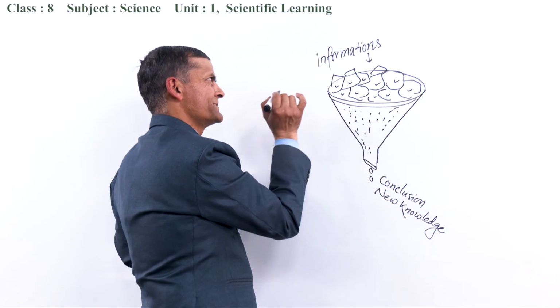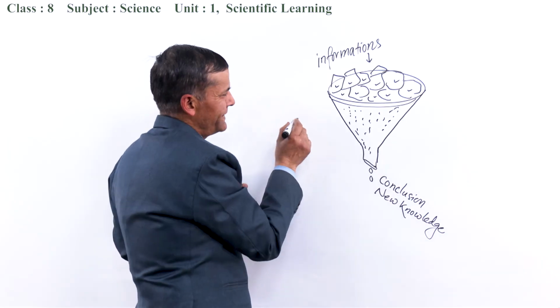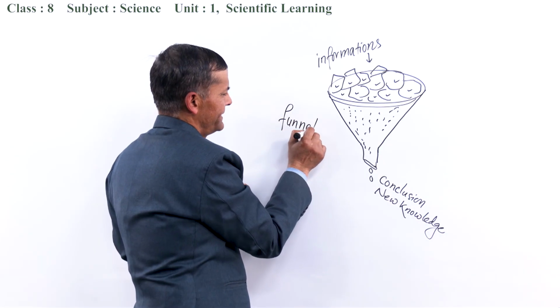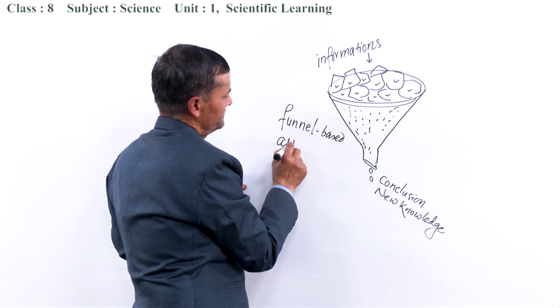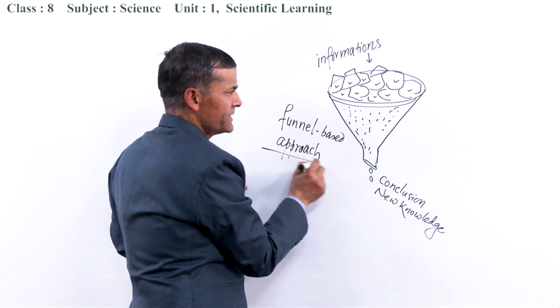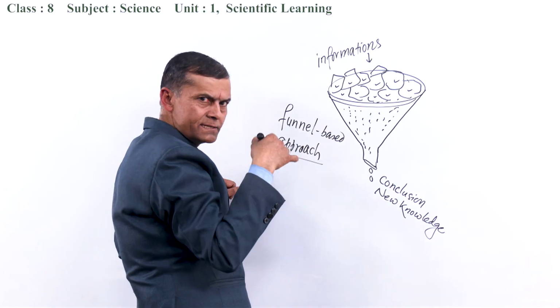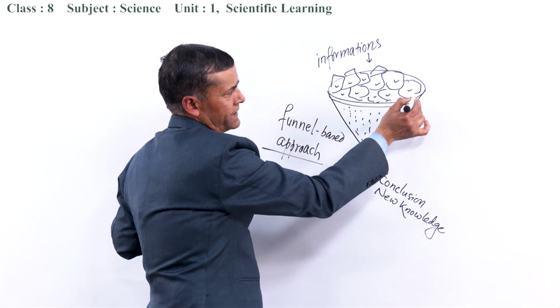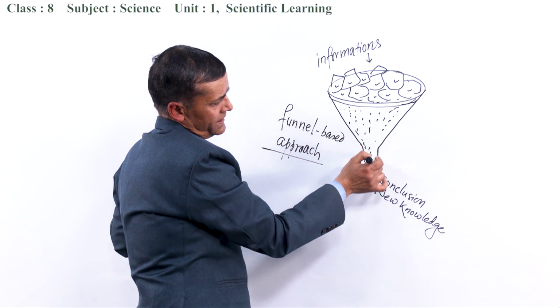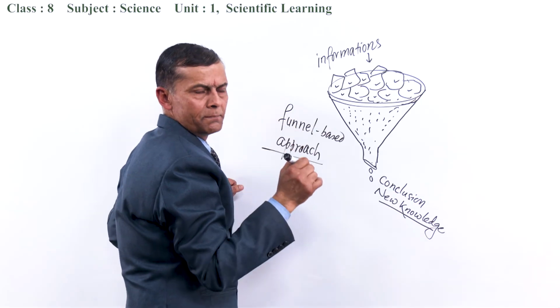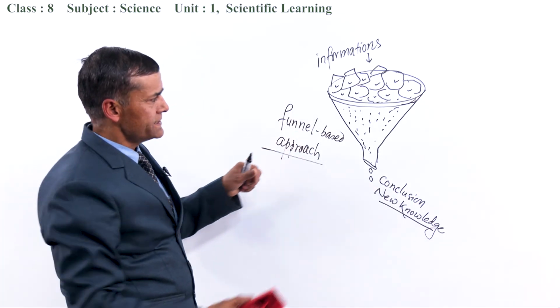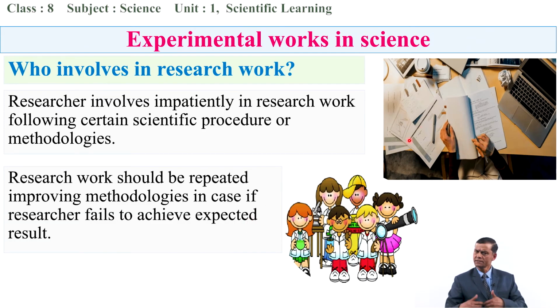Yes, so research work can be understood as a funnel-based approach. That means so many things can be collected, so much information based on the problem issue can be collected and they are interpreted and new knowledge can be obtained, conclusion can be obtained, solution can be drawn. So this is a scientific process. So research work should be repeated if we don't get the target result, that expected result, isn't it?